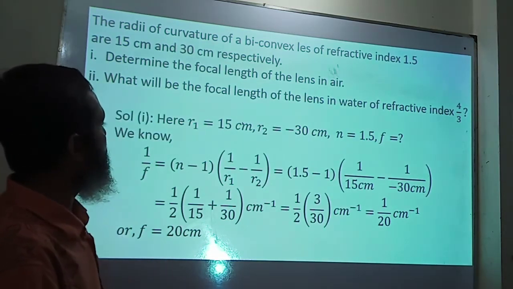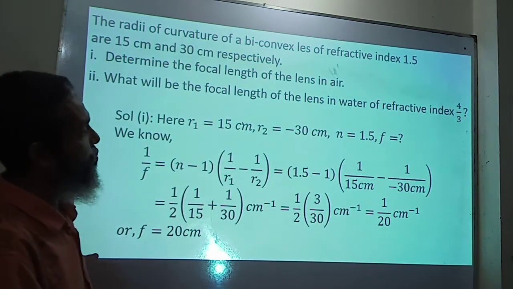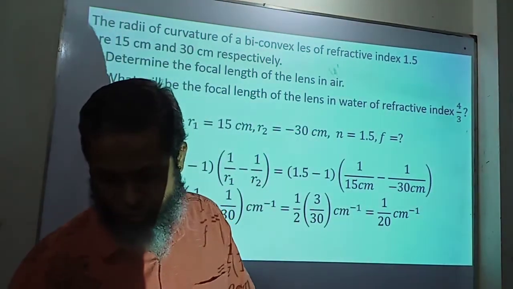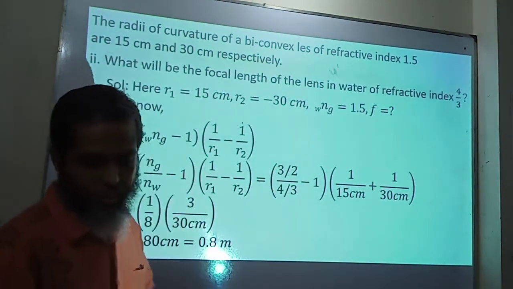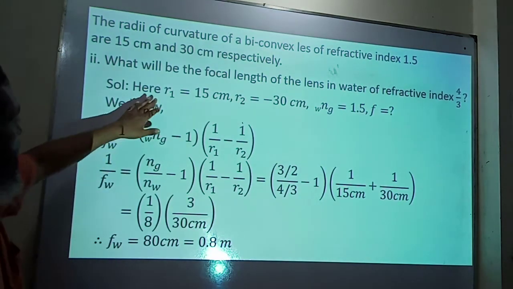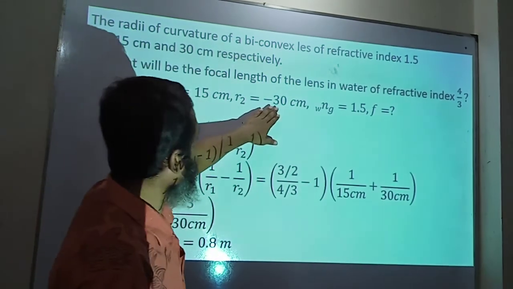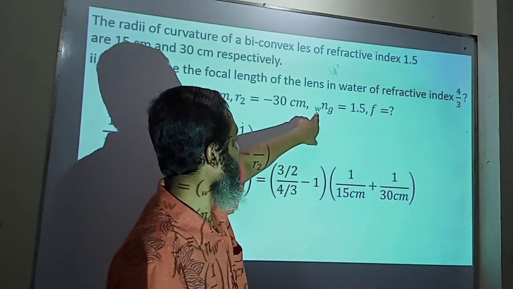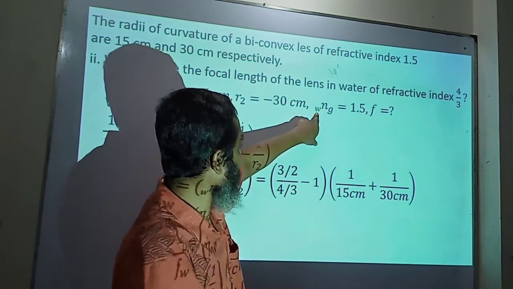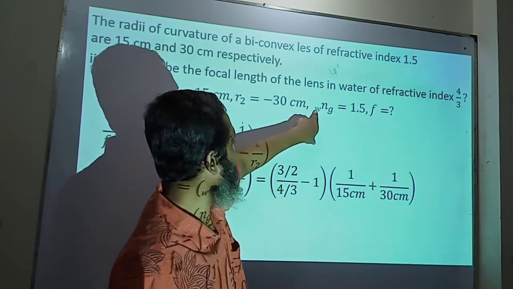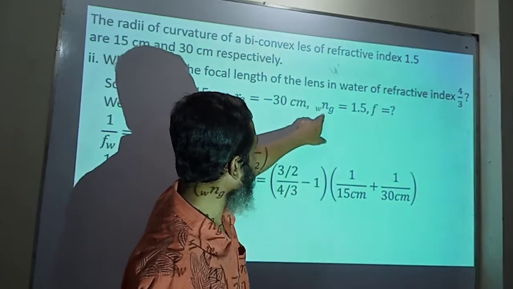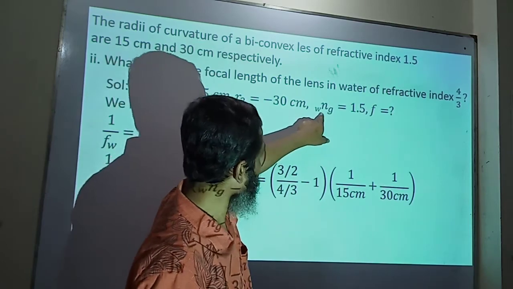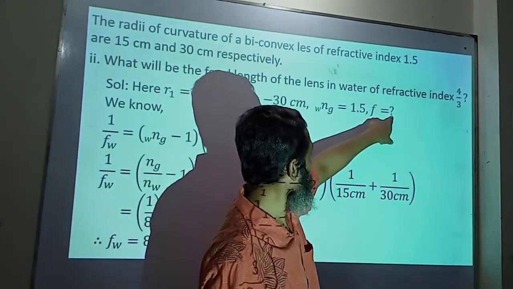Question number 2: what will be the focal length of the lens in water of refractive index 4/3? Here the refractive index of water is 4/3. So R1 is equal to 15 centimeter, R2 is equal to -30 centimeter. The refractive index of glass with respect to air, here it will not be w, it will be a, so the refractive index of glass with respect to air is 1.5.